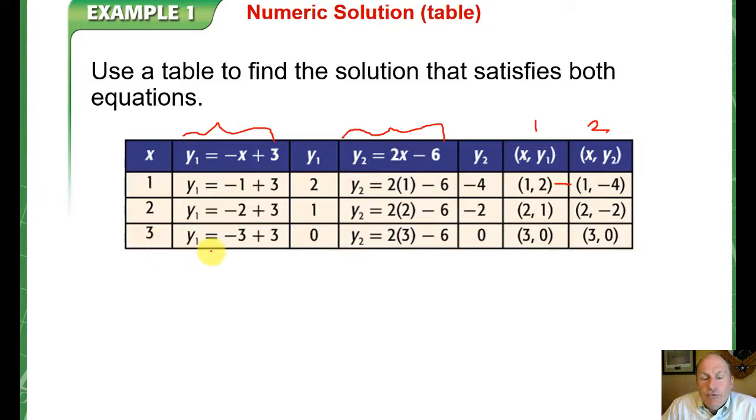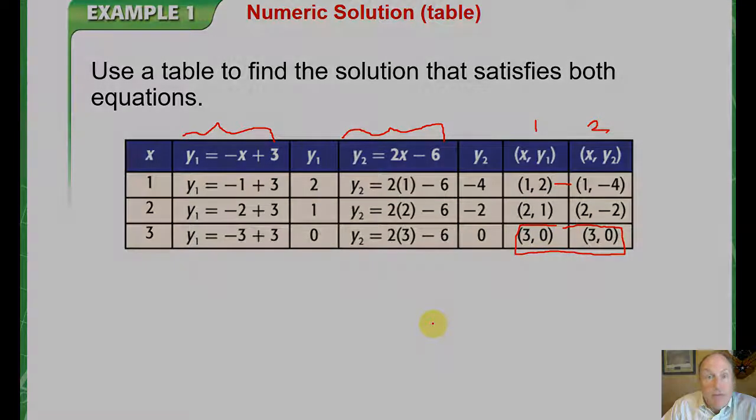So x equals 3, put it into the first equation, we get 0. Negative 3 plus 3 is 0. X equals 3, put it into the second equation, we get 2 times 3 minus 6, which is also equal to 0. So our points are 3 comma 0 on the first line and 3 comma 0 on the second line. Bing, bing, bing, we have a winner. That means the point 3 comma 0 is going to be the solution.